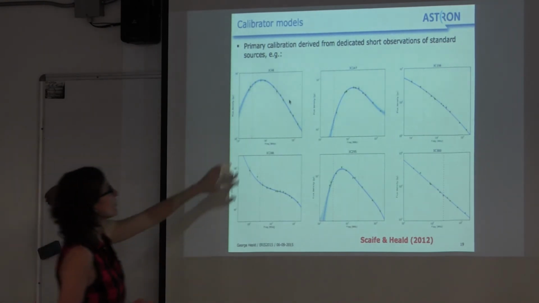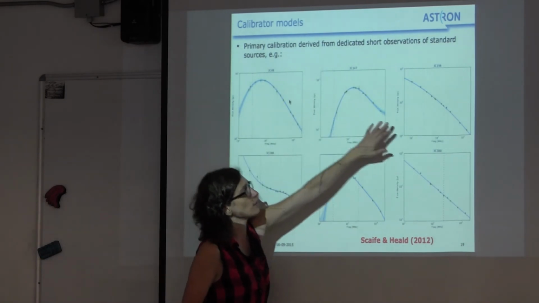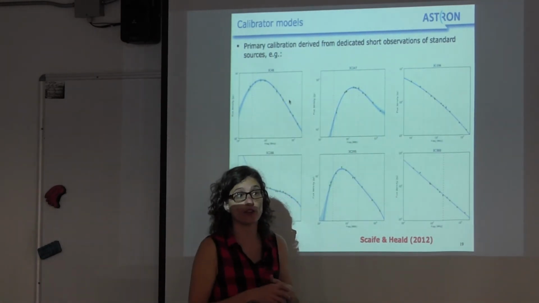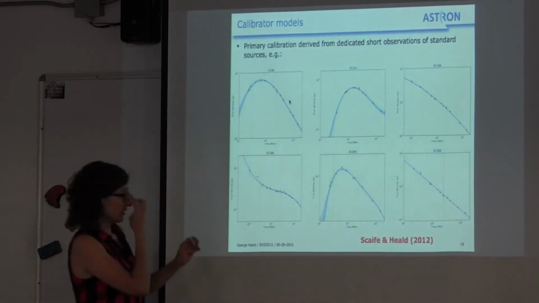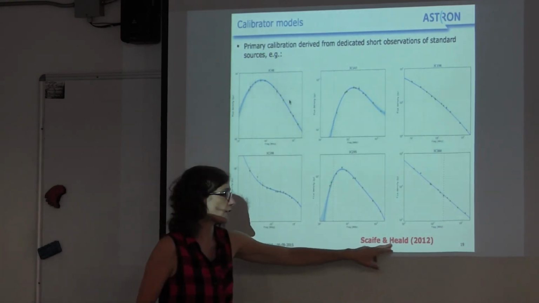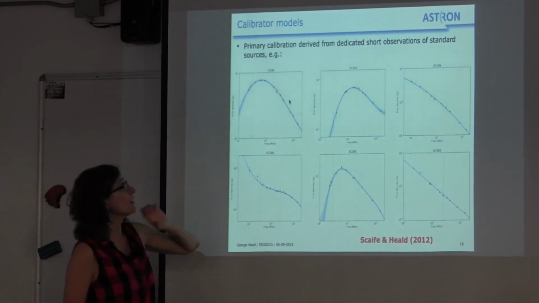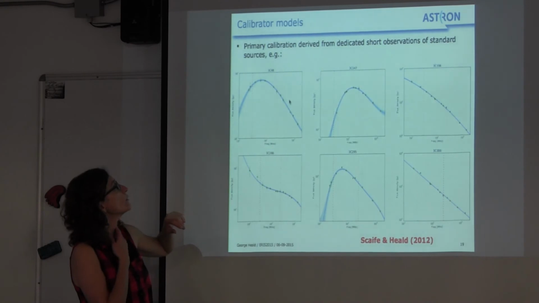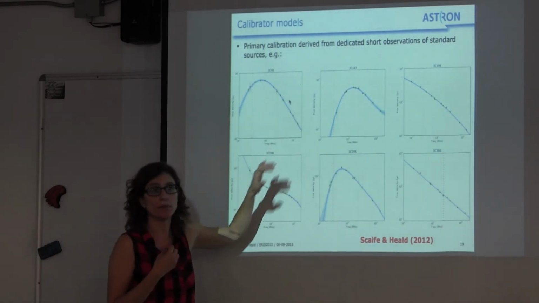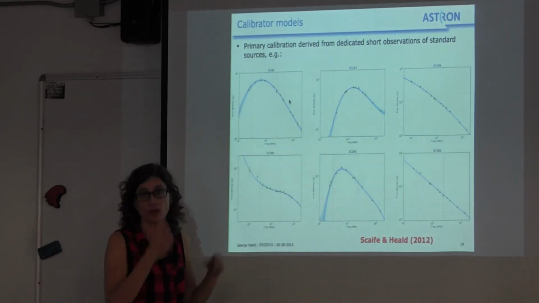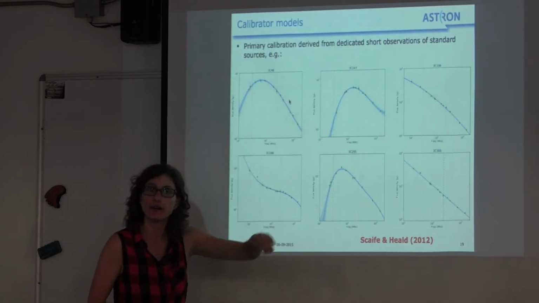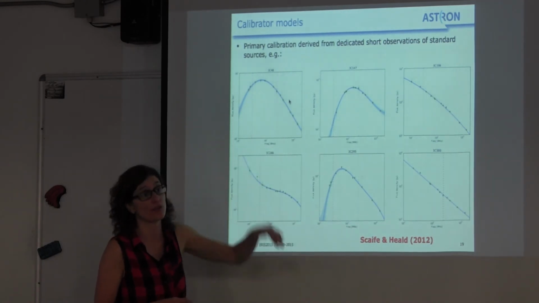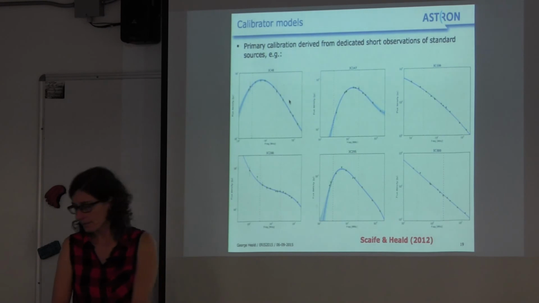This is an example of typical calibrators that are used, that they are the strongest radio sources in the sky. So if you, as George and Skype did, you need to observe them at several frequencies in order to get a good model of their behavior with frequency. Okay?